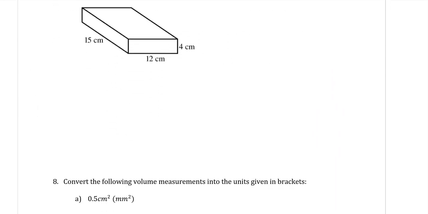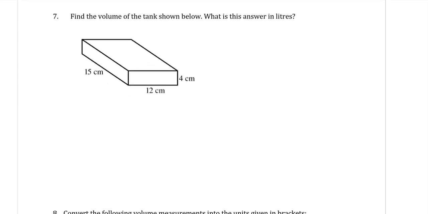Okay, question 7. Find the volume of the tank below. Well, that seems easy enough. But this one is special because it says, what is the answer in litres? So we're going to have to do an extra bit where we turn it into a capacity unit. So first of all, you do the volume just like we've been doing. That's a rectangular prism, which means I want to use V equals LBH. So my L, B and H are going to be the 3 numbers. I've only got 3 numbers, so it has to be those ones. And I'm going to times them together. 15 times 12 times 4.